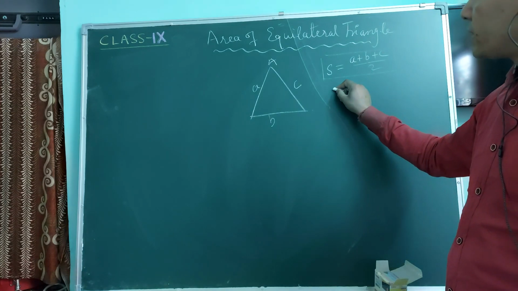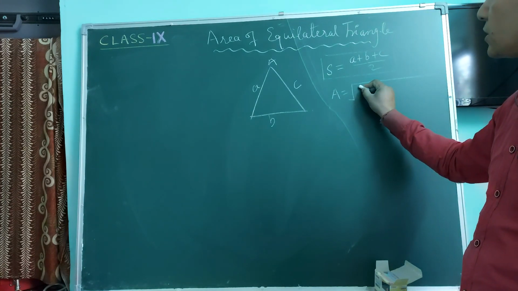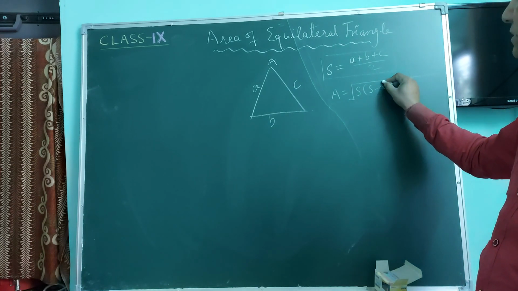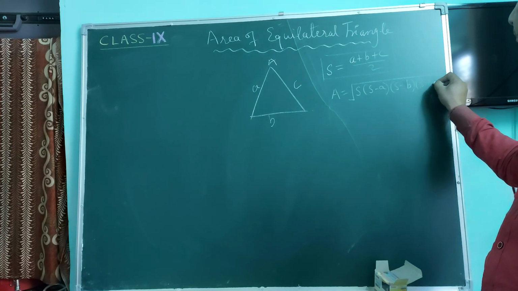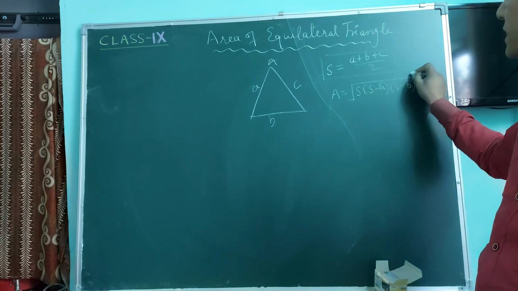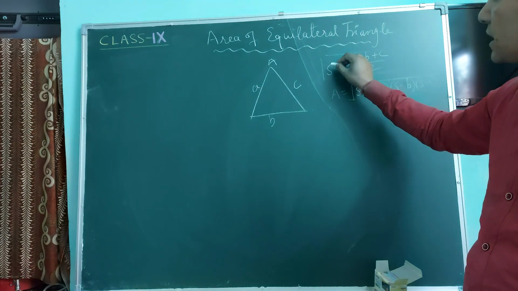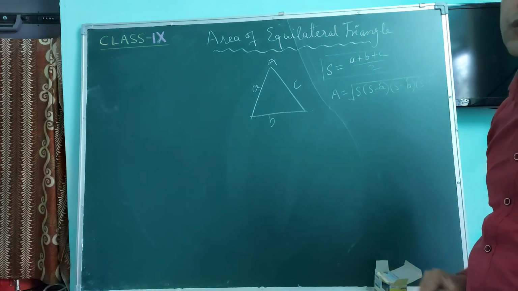And what is Heron's formula? Heron's formula is: area of triangle equals under root of S into (S minus A) into (S minus B) and (S minus C), if A, B, C are the sides of the triangle. And the semi-perimeter S is the sum of all sides divided by 2.